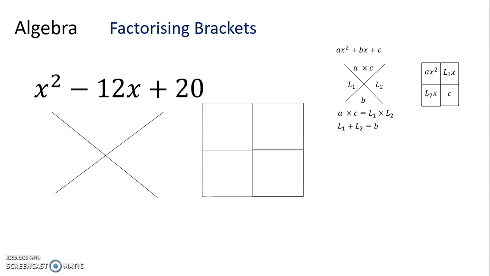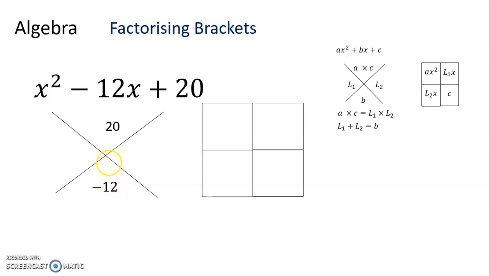Okay, this example is a little different because we've now got a subtract 12x. So far we've only looked at positives. But we're going to start off the same. So in the top here, we've got 1 times by 20, and that's going to give me 20. And then here, I've got to have the whole of b, and that includes its sign. So that's got to be negative 12. So I'm now looking for two numbers that will multiply to make 20, but add to make negative 12.